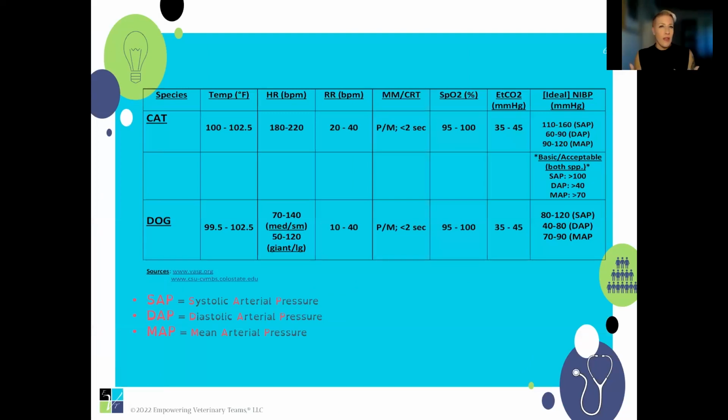So this is a really helpful chart that we've extrapolated from the sources that you see listed there, vasg.org and Colorado State. Again, you're going to have extremes on either end of the spectrum, but these are the averages that tend to work out across the board for both cats and dogs. Another disclaimer, this is focused on small animal. It's not exotics or large animal.